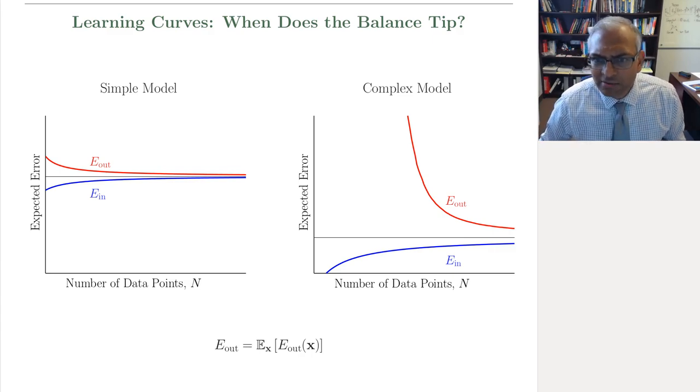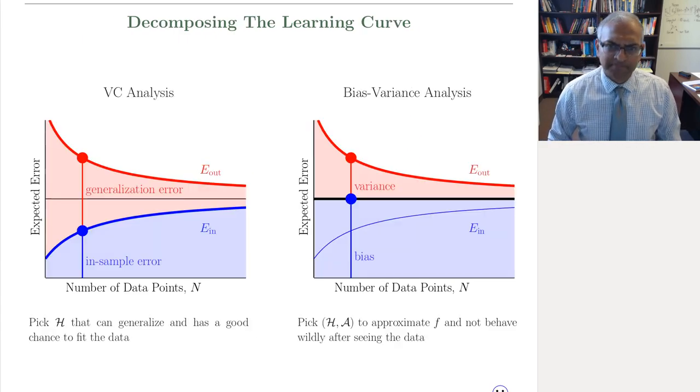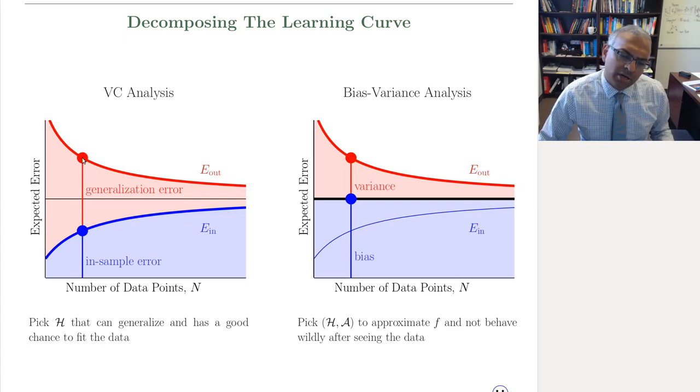And let me end with a comparison of the VC analysis and the bias variance analysis. What does the VC analysis do? It says that ultimately we care about E out. For a given number of data points n, as I'm highlighting here with my arrow, when you approach this problem with n data points, you're going to observe an in-sample error of E in, and then there's a generalization error bar that relates that E in to the E out.